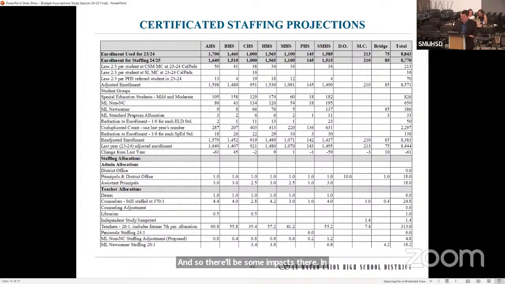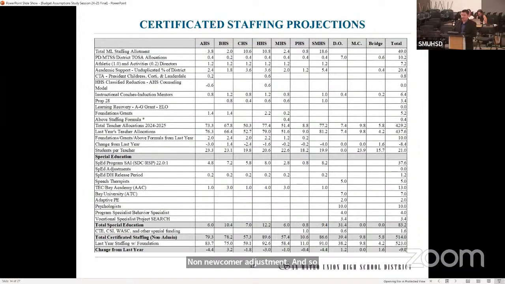In terms of the certificated staffing, a huge chunk of what drives this schedule is the enrollment that is approved by the board. And so as we go through, I'll just hit a couple of things that are a little different than in prior year. This year, we've included a new staffing addition for our multilingual non-newcomer adjustment. And so that's included on that first page. In terms of the second page, we're excited that the Proposition 28 funds are included in the budget, as well as the staffing on there.